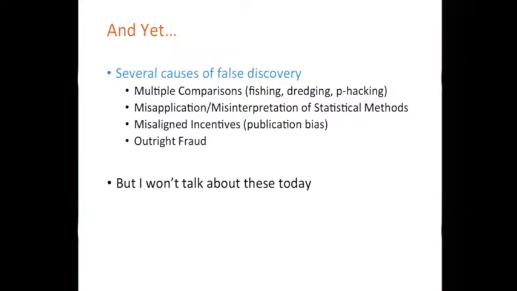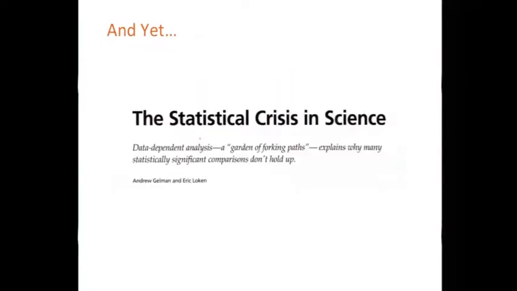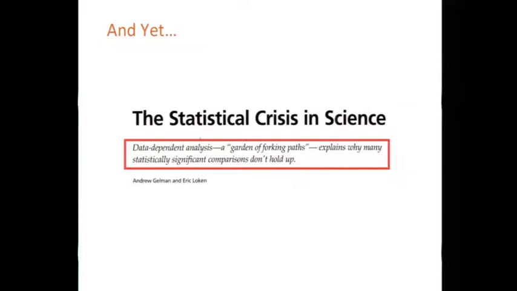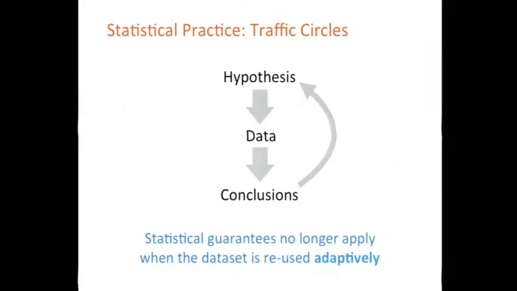I want to talk about a more specific cause of false discovery, which was kind of highlighted in a paper called The Statistical Crisis in Science by Andrew Gelman and Eric Loken. And I'm not sure if you can read this, but the little subheading says that false discovery is due to what they call data-dependent analysis, or what they call a garden of forking paths. And what that means at a high level is that often statistical practice looks more like this.